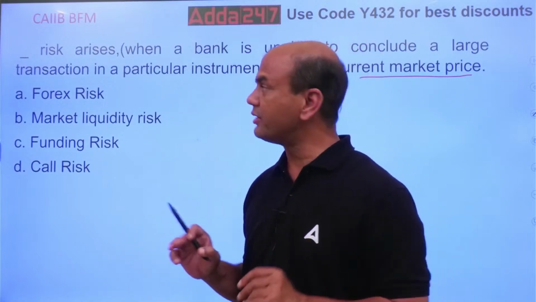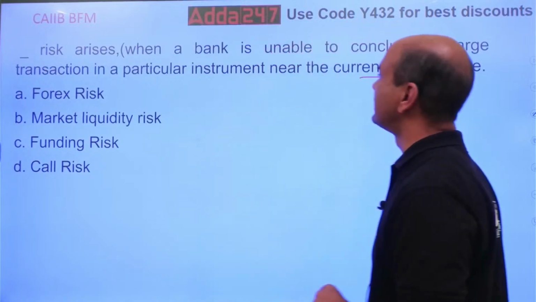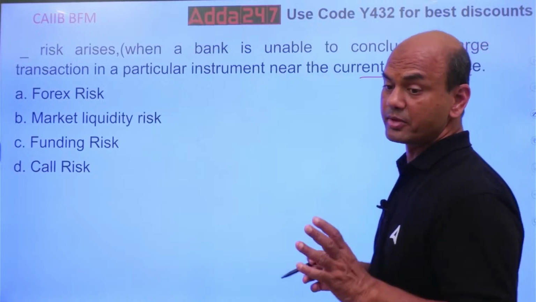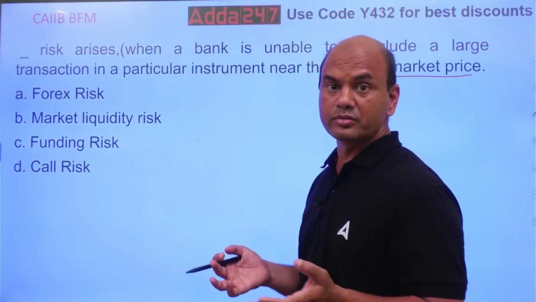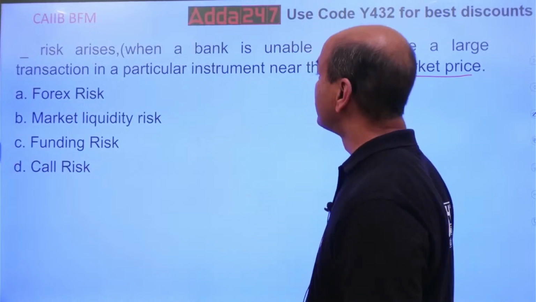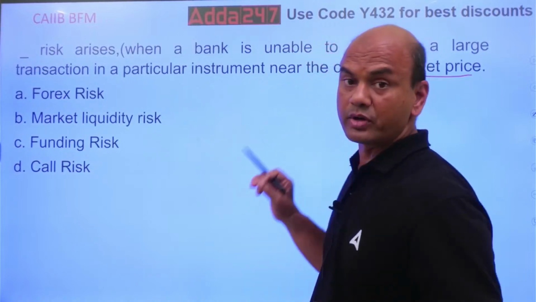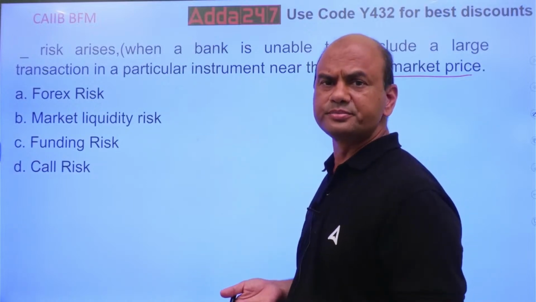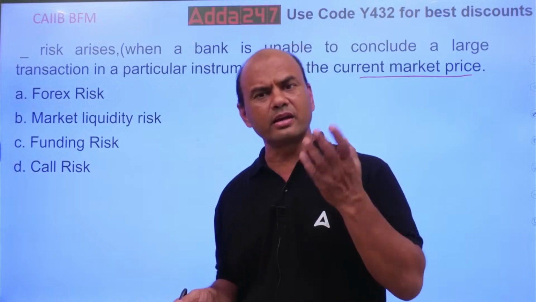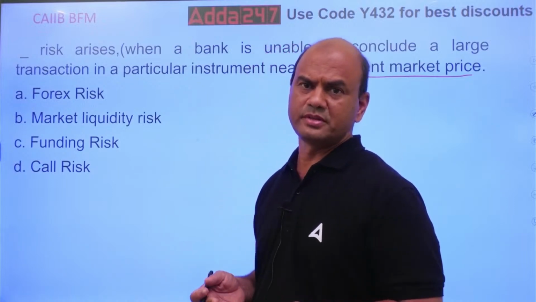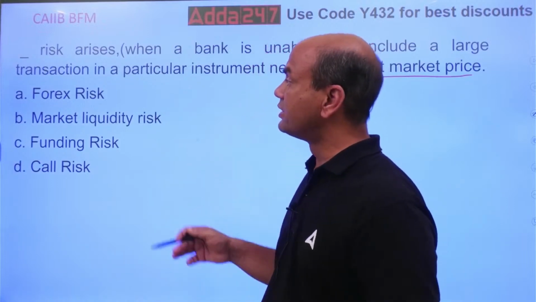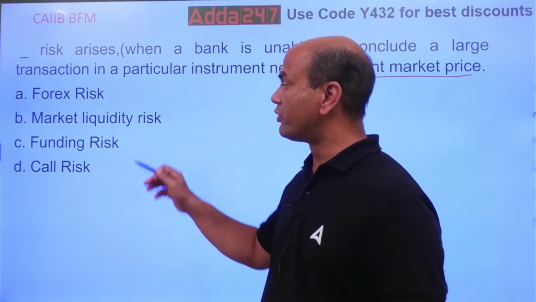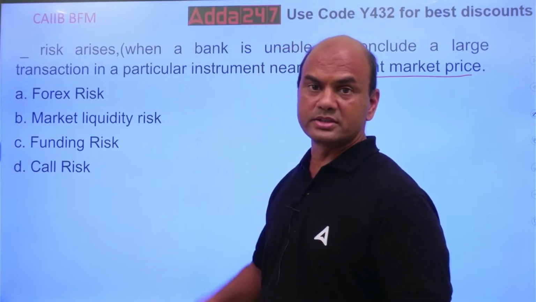So this risk arises when the bank is unable to conclude a large transaction. Large. Remember, 1000 crore, 10,000 crore. Near the current market price, whatever is going on in the market, I must be able to buy it at that rate only. If I am buying at a higher rate, then what's the use? Then what is the risk I am facing? Forex risk, market liquidity risk, funding risk, and call risk.